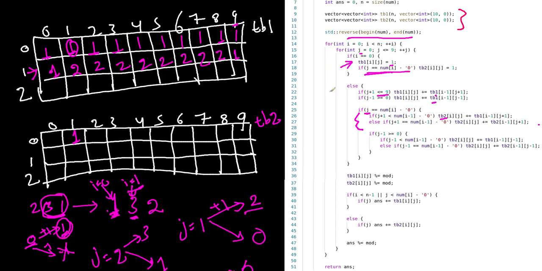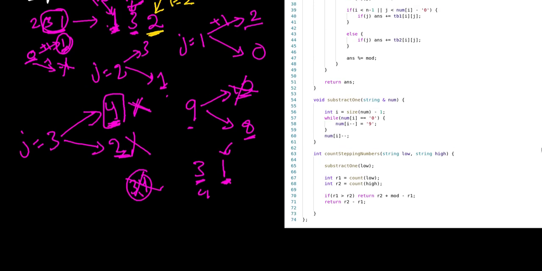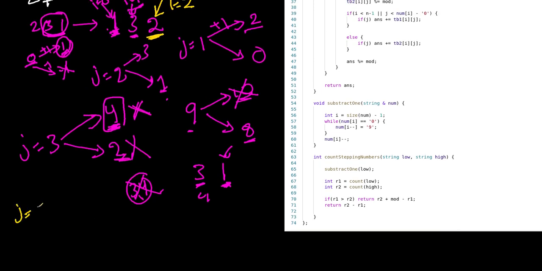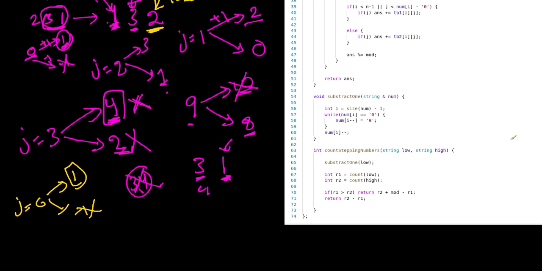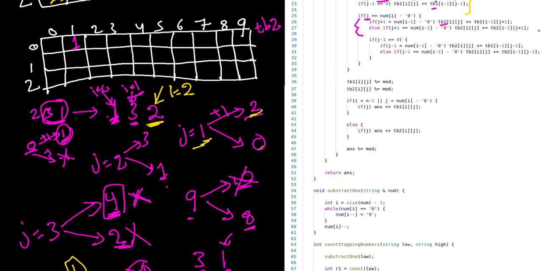Next is i equal 2, and we start with j equal 0, we have 1 minus 1, this is invalid, this is 1. Now we are filling TB1. So this index, we add the value of 1, so this is 2. Then j equal 1. 1 plus 1 is 2, 1 minus 1 is 0.